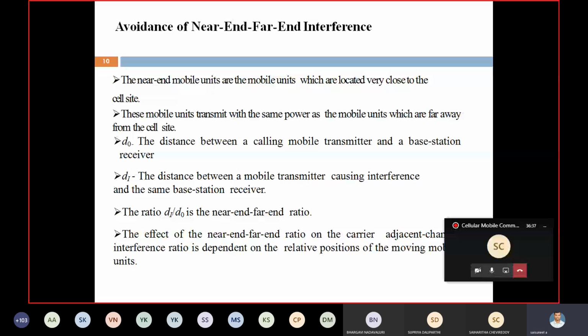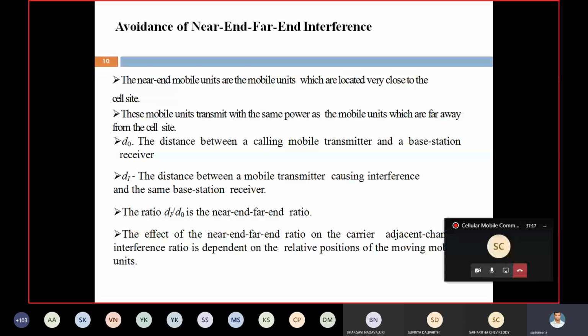Let D naught be the distance between a calling mobile transmitter and the base station receiver. D1 is the distance between the mobile transmitter causing interference and the receiver. What is my D naught? What is my D1? D naught is the distance between a calling mobile transmitter and a base station receiver. That is the transmitter part. Suppose I am calling, and the signal goes the distance between myself, the mobile unit, and the base station, which is D naught.